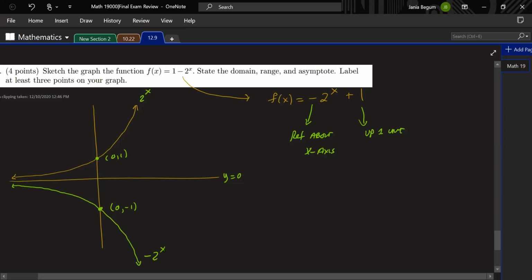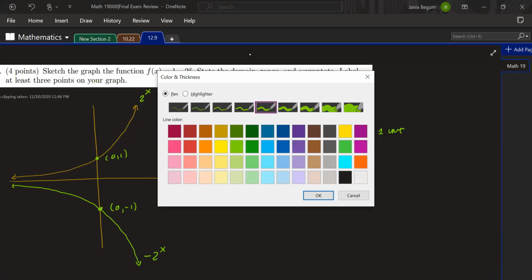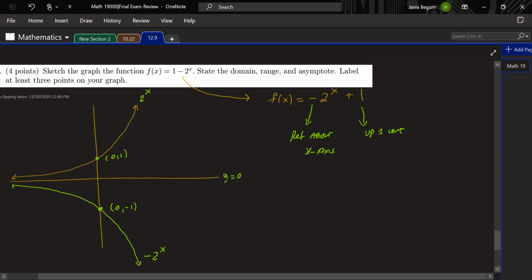Now from here, I'm going to shift up 1 unit. So that means my asymptote is also going to move up 1 unit. So now we're going to label the new asymptote first and then do the graph. So now our asymptote is going to be sitting at 1. So that's right here.